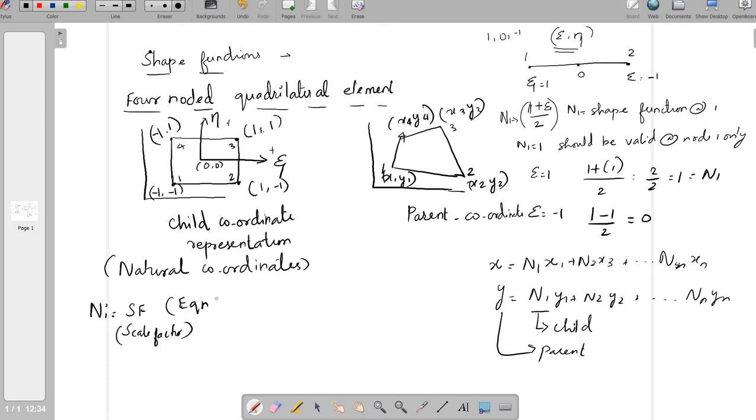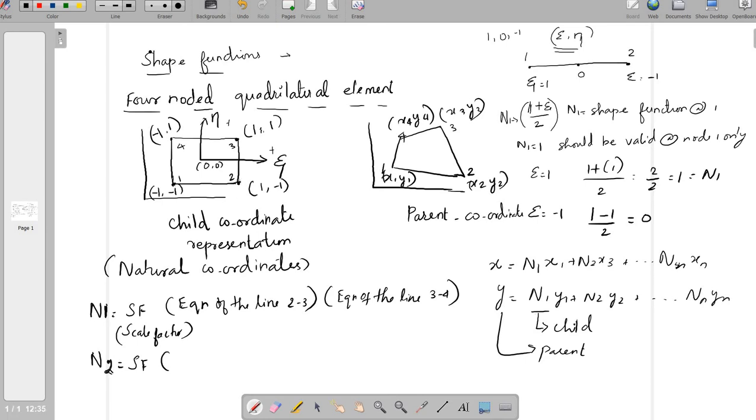So the equation of the line 2 to 3 multiplied by the equation of the line 3 to 4. So this is the general equation. For example, if you consider the second node, you consider the opposite edges 3, 4 and 1, 4. So for example, I am writing for the N1 node: it is SF times the equation of the line 2 to 3 times the equation of the line 3 to 4.